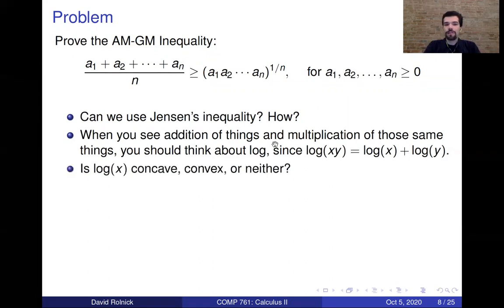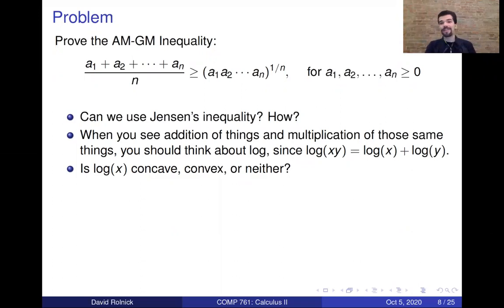So let's look at the function log of x. Is log of x concave or convex or neither? You can imagine visualizing it, or you can just literally work it out. So there's a huge consensus that log of x is convex. You are all wrong. Convex does not mean it's curving upward. It means it's curving like this, not like this. The function log of x looks like this.